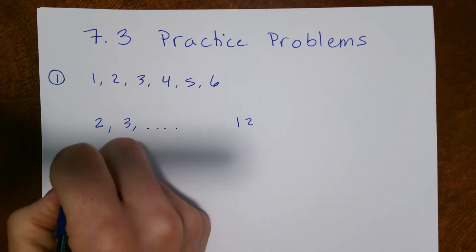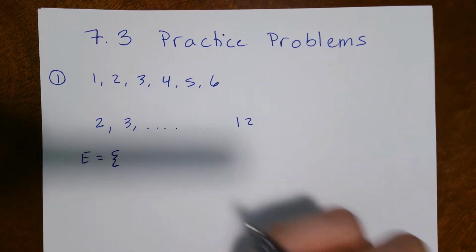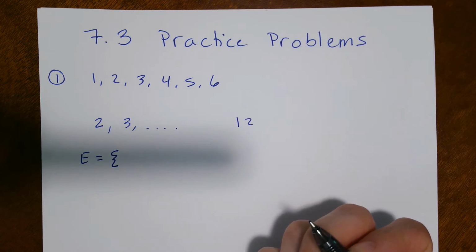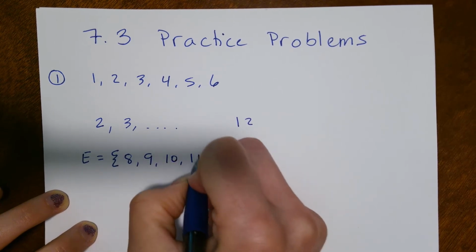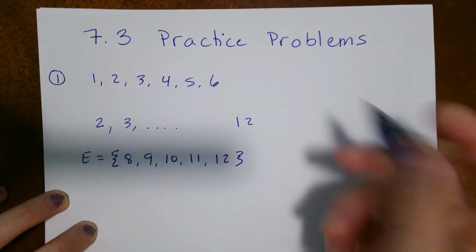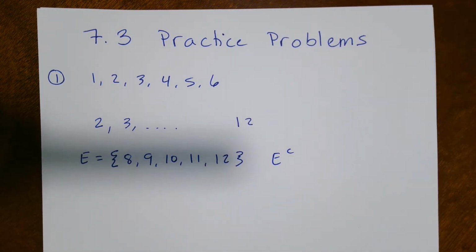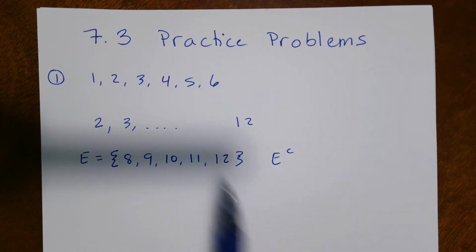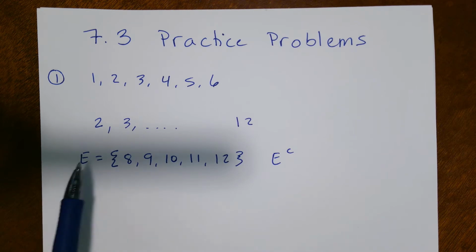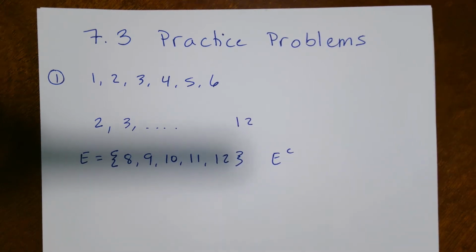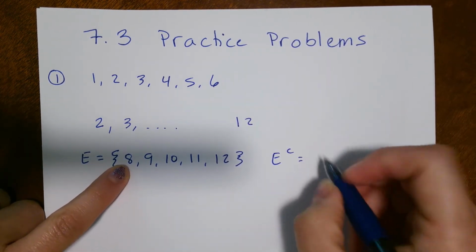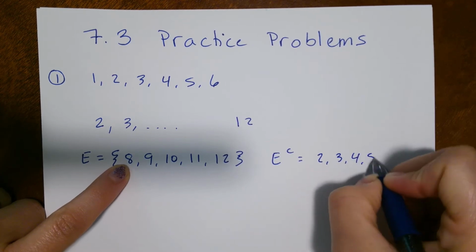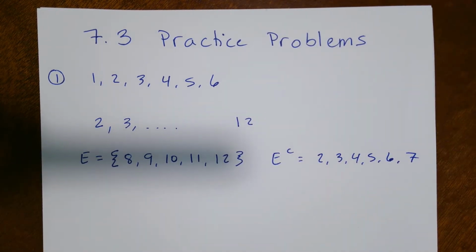And we know that event E is equal to the set of all the sums that are greater than or equal to 8. So E is 8, 9, 10, 11, 12. And this problem is asking us to list out E complement. We've talked about complements with sets before. So our universal set is right here, 2 through 12. We know E is 8 through 12, so E complement must be all the other numbers. So E complement is going to be 2 through 7. So 2, 3, 4, 5, 6, and 7.